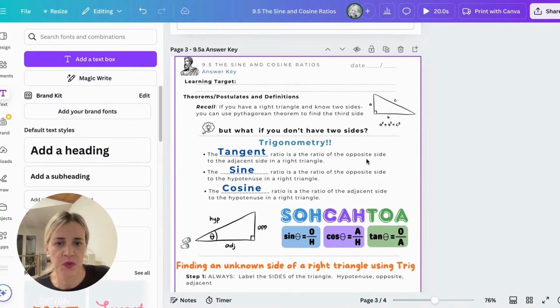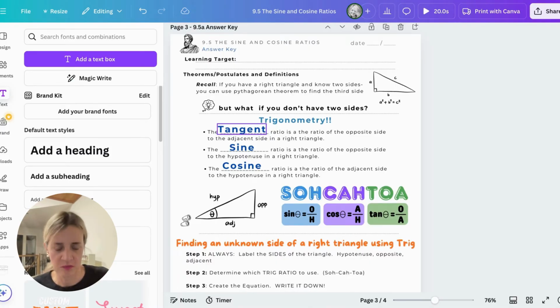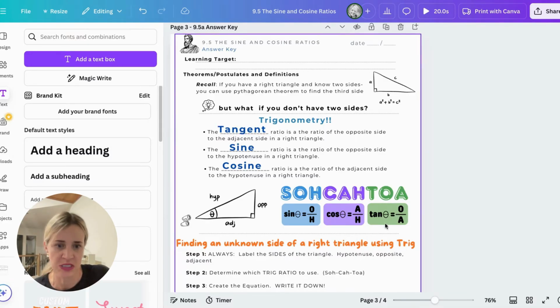It does go through our trigonometry: tangent, sine, and cosine. Just a note here, tangent is the ratio of opposite over adjacent. The abbreviation for tangent is just tan. Sine, the abbreviation is sin. Takes the E off. Cut it a little short, I guess. And then cosine, the abbreviation is cos. So if you ever see those, they mean the same thing. It's just the abbreviation. Same thing here. Hyp stands for hypotenuse, op stands for opposite, and adj stands for adjacent.